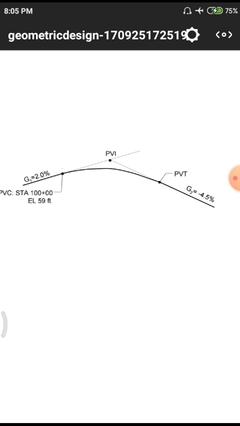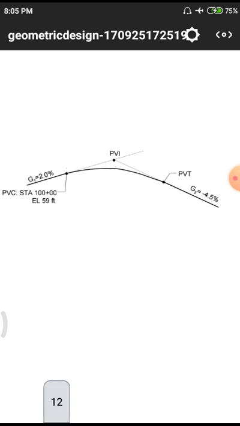Okay, this is the representation of the particular diagram in the previous problem, G1 and G2. And we are having a stationary point at 100 feet. That means 100 plus 0, 0. That means 100 plus E.